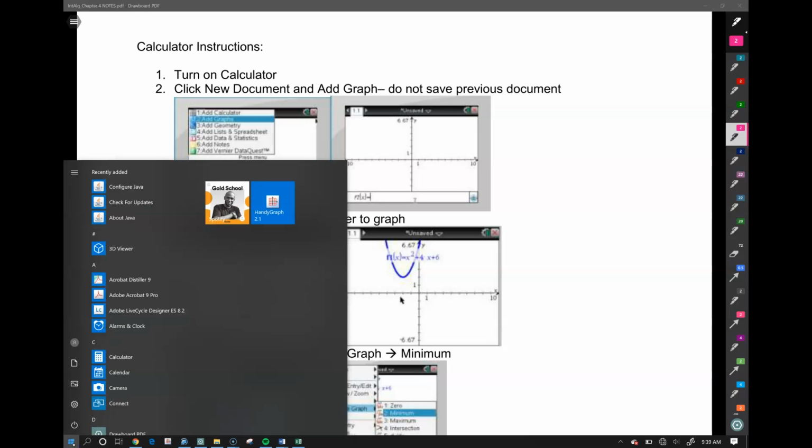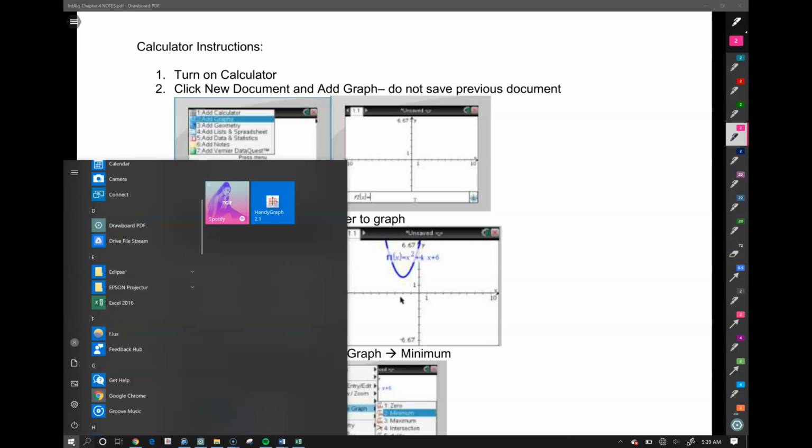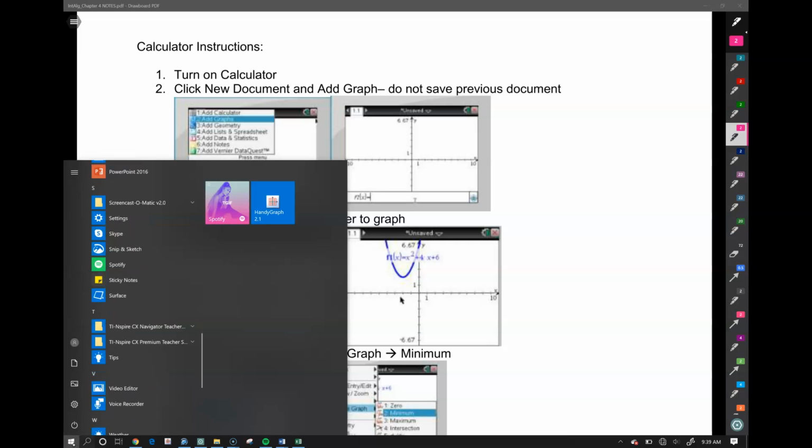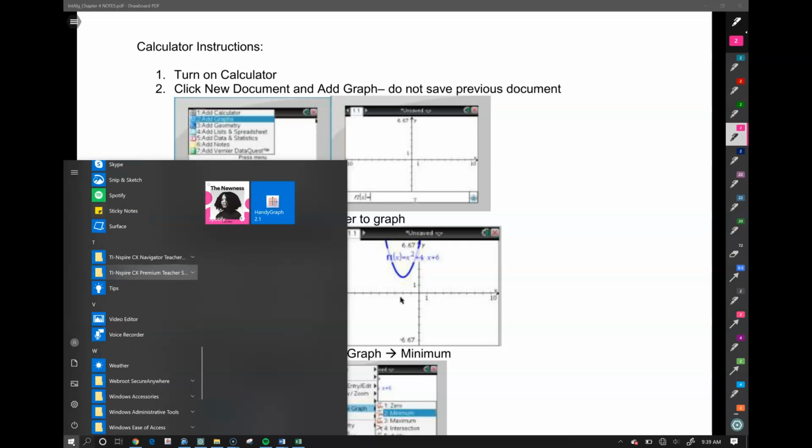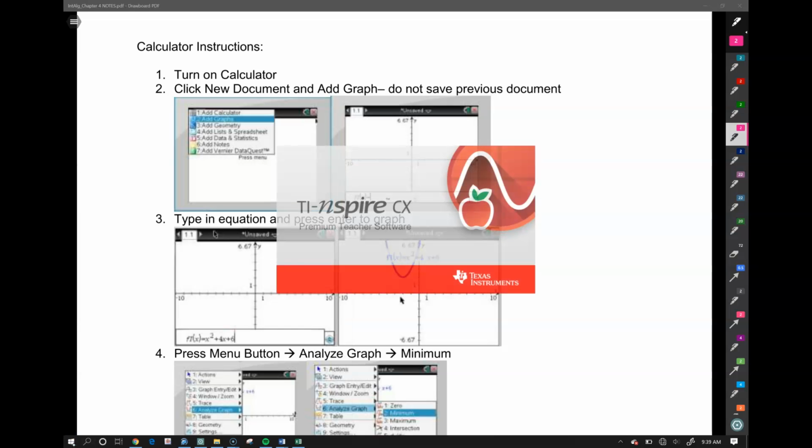So open up your calculator, click on New Document, and add graph. Do not save previous document.